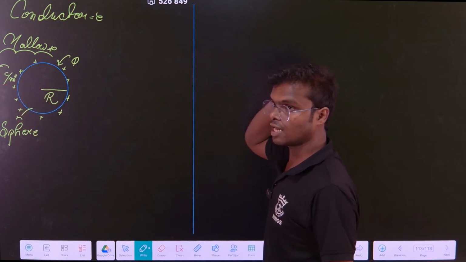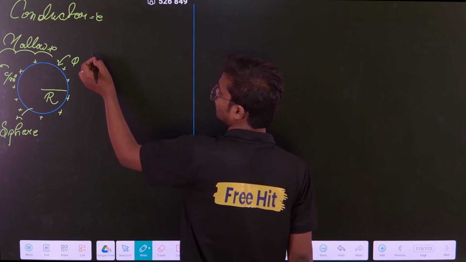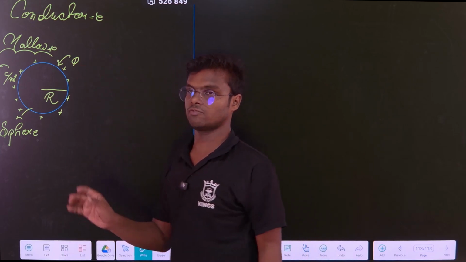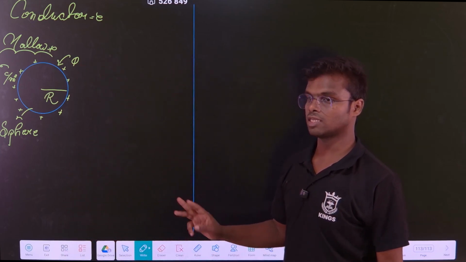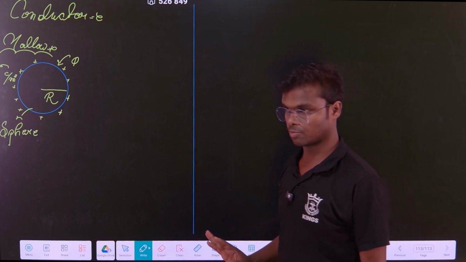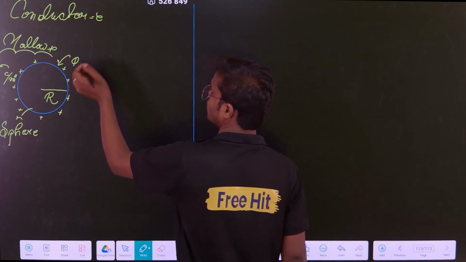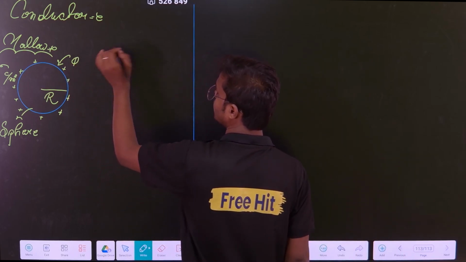Now we have to find the electric field. So basically, first our aim is to determine what? First the electric field, then the potential, and then the potential energy. Those are the three things we have to find. So what am I going to do? First I will find the electric field.